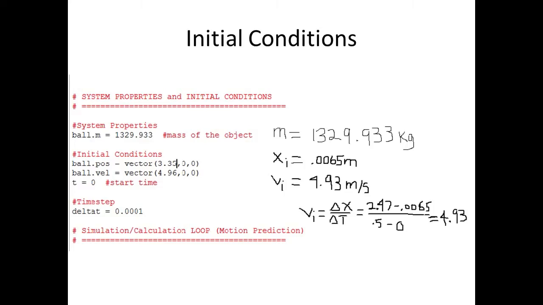The time between frames was about 1/30th of a second, and the total time was about 0.5 seconds. To predict the motion, I needed the mass of the car, which I found online as 1,329.933 kilograms, the initial position, which I got from the analysis, xi equals 0.0065 meters, and the velocity, which was found by taking delta x over the entire video clip, which gave 2.47 minus 0.0065 over 0.5 minus 0, which equaled 4.93 meters per second.